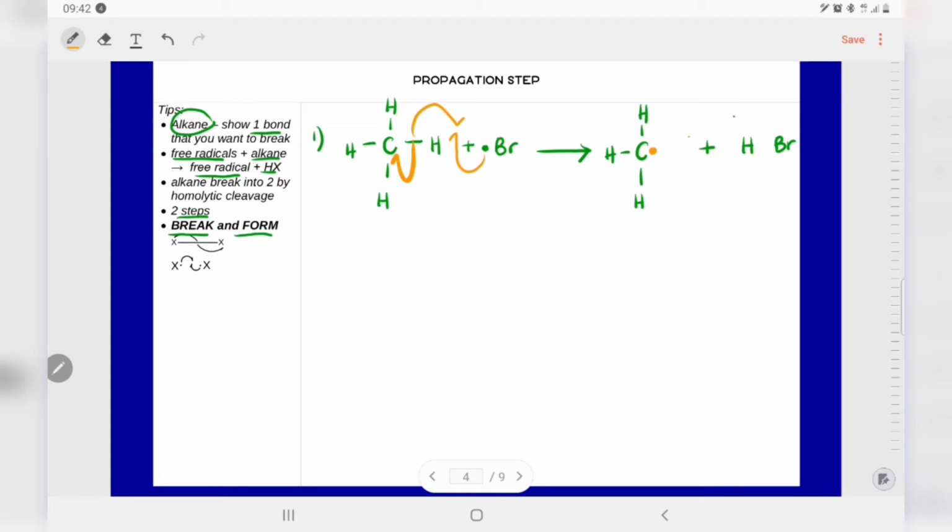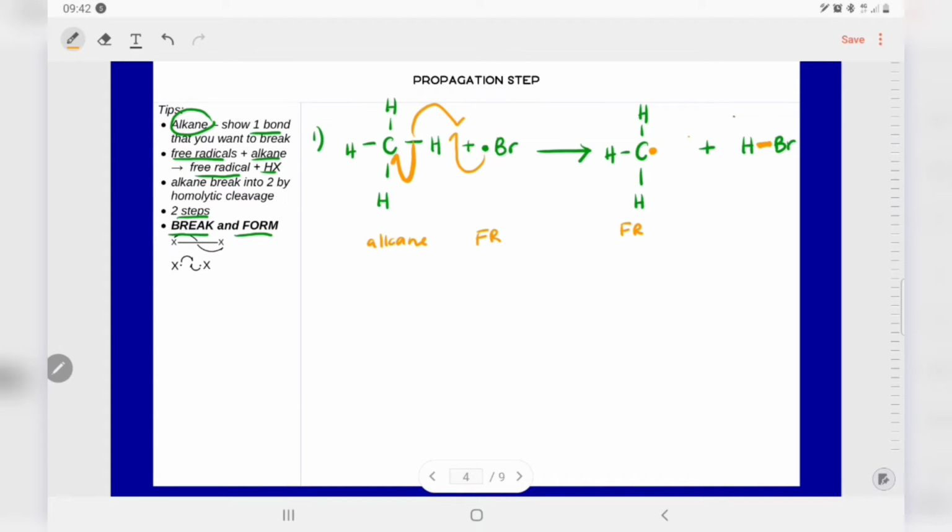The C has 1 electron, so we must put 1 electron here. A dot represents 1 electron. And hydrogen has 1 electron, bromine has 1 electron. So 2 electrons will form 1 bond. So we have here alkene, and here we have free radical. And now we will form free radical methyl, and we have compound H, Br. So this is the propagation step, we have 2 steps.